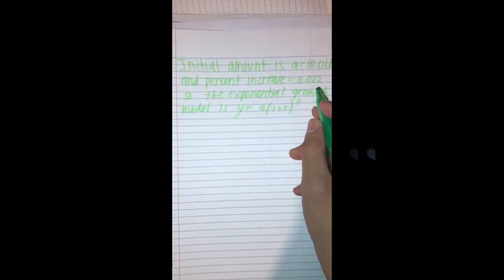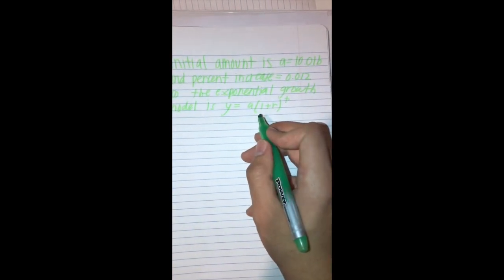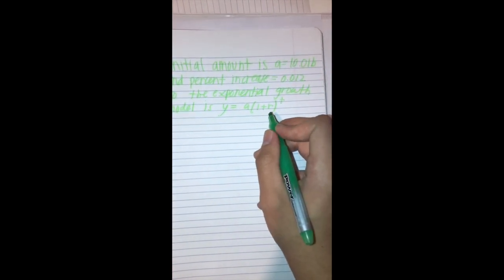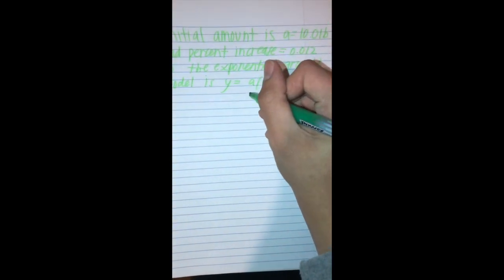The alien population was about 10.01 billion. During the next 12 years, the alien population increased by about 1.2% each year. For number 1, write an exponential growth model giving the population y in billions plus years after 2008. 0, 1, 2. So the exponential growth model is y equals a in parentheses 1 plus r to the power of t.